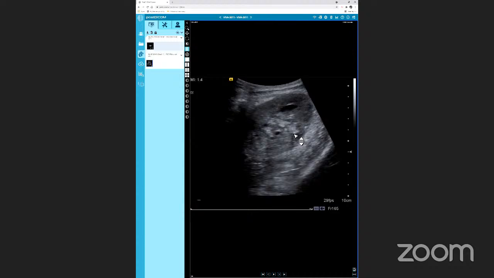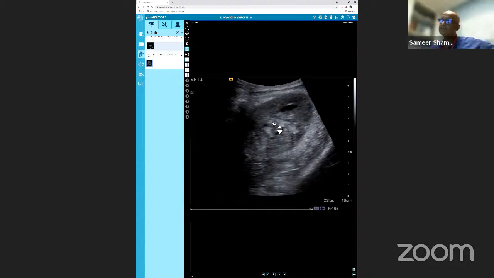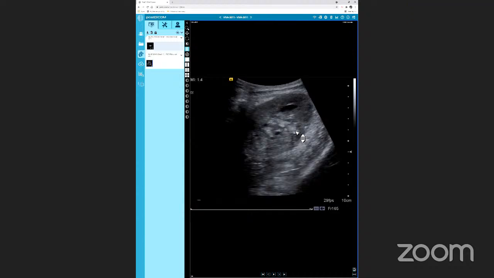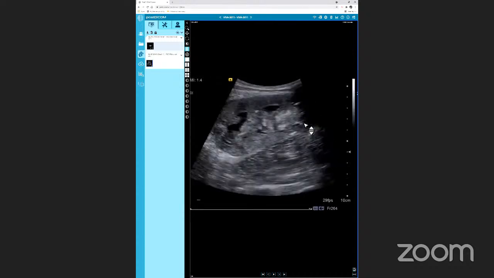So I don't know. Go into the hilar as well. Does this echogenicity stop here or does it go into the center? It goes into the center. I guess that's okay then.